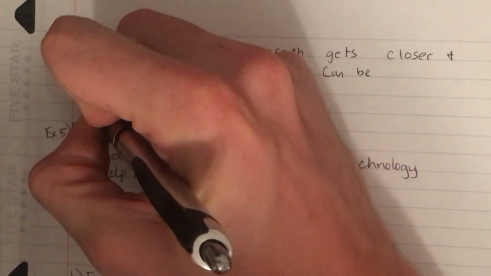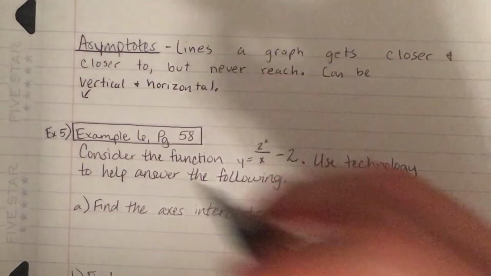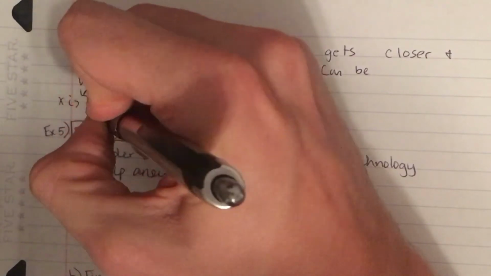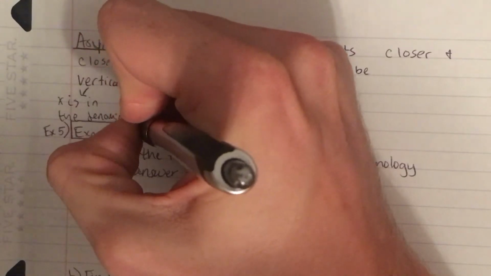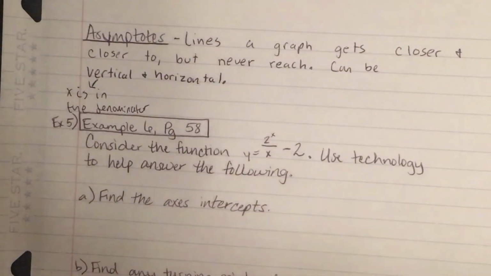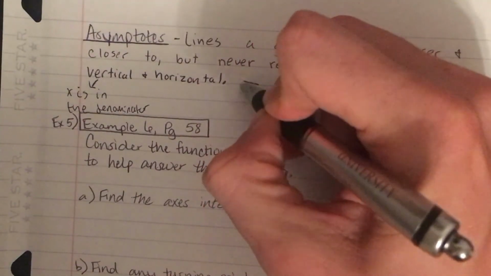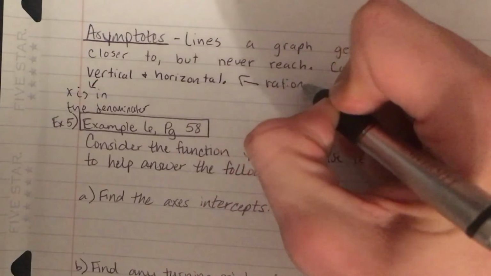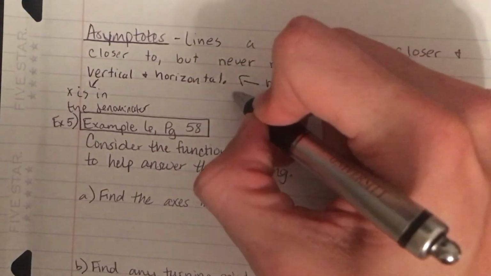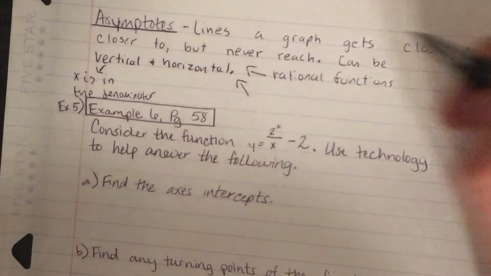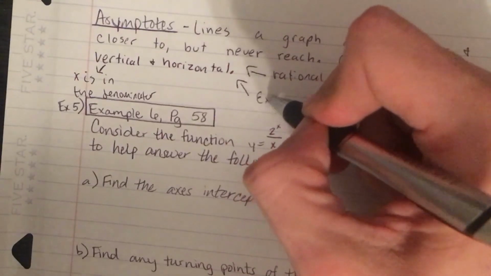Vertical asymptotes occur when x is in the denominator. When there's a value that x cannot be, basically whatever x value will make that denominator 0 is where you'll see a vertical asymptote. And then for horizontal, you'll see these in rational functions, so functions that are ratios or fractions, or you'll also see them in exponential functions.